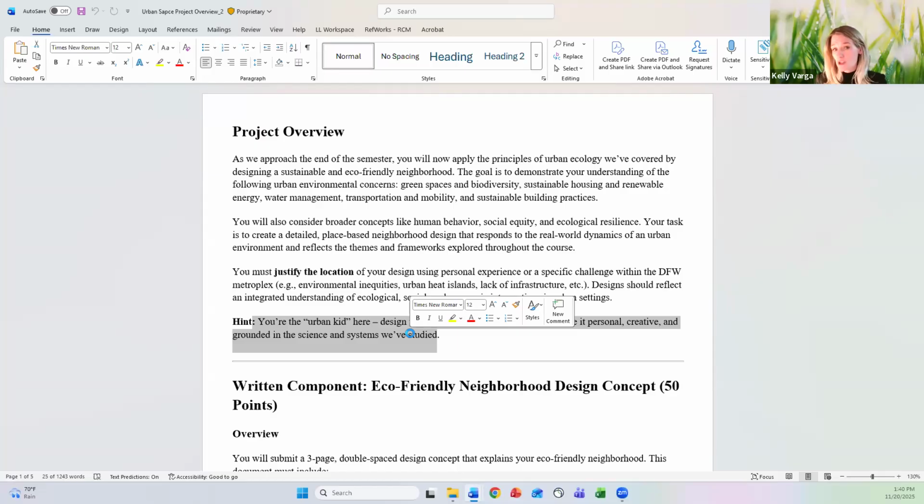And so again, you've got to justify the location. I will even allow for you to justify a specific area outside of DFW, meaning maybe there's a place that you visited one time and you're like, wow, I would actually really love to design that here. Okay, great. But then you're going to have to do the research specifically within that area to be able to design your urban space, your urban neighborhood. So what are you going to do?